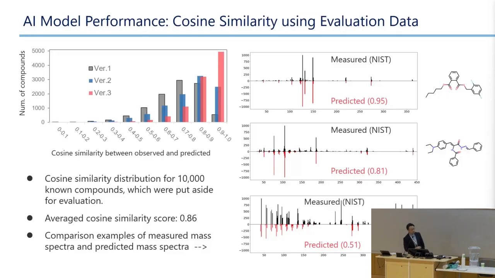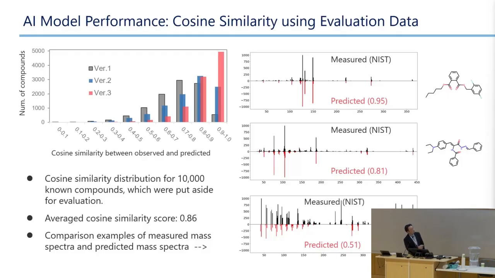This is a diagram of the cosine similarity between the observed and predicted spectra for 10,000 known compounds. It means that we already know the mass spectrum and the structure for these 10,000 compounds, and we compared the measured and predicted spectra. Then we get an average cosine similarity value of 0.86.